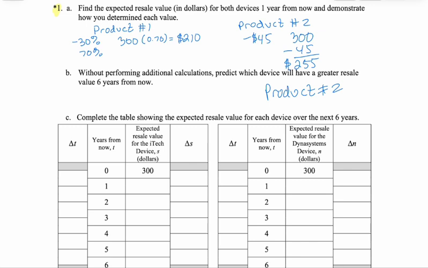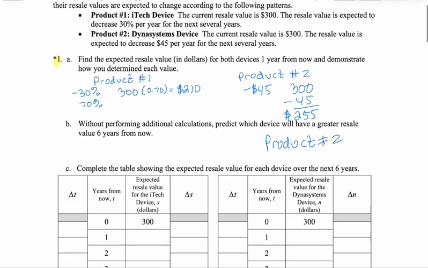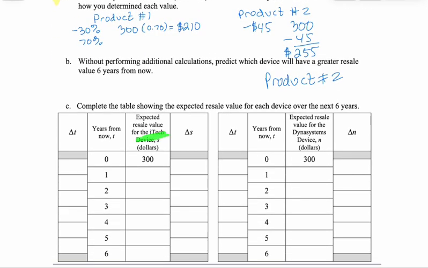Let's go ahead and fill in the chart. Now, what I want to do first is fill in the inside of the chart before we go to the outside, okay? So let's fill in this part. The first one, because that's called iTech, see it says iTech right there. This is product number 1, and this is product number 2's, okay? So let's fill out what we know about product number 1. It's going to go down by 30%, or each year we get to multiply by 0.70.